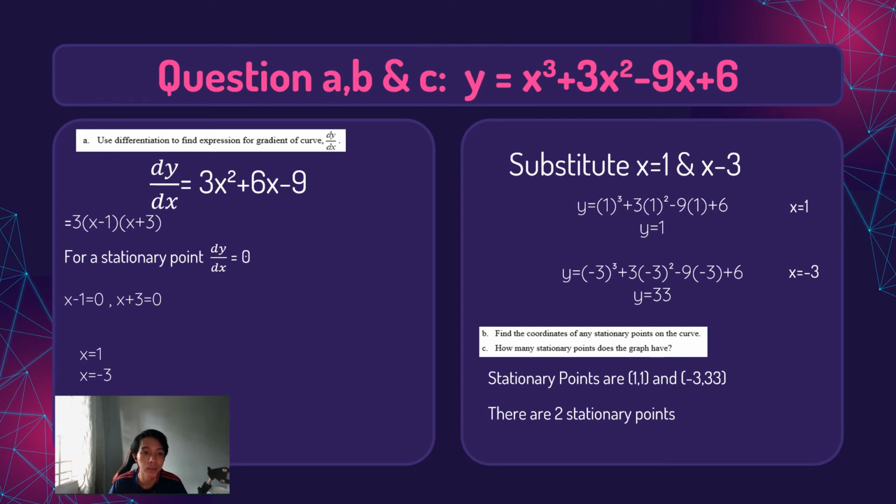Now that we have two x values, we will substitute both of them into our equation earlier, and in the end, we will have y equals 1 and 33. Now we have both x and y, which means we found the coordinates of the stationary points in this case, which are x 1 and y 1, and x negative 3 with y 33, and this graph has 2 stationary points.